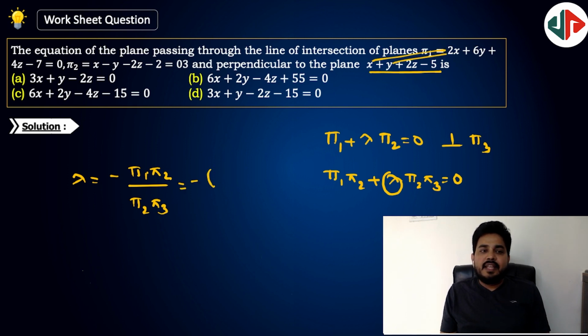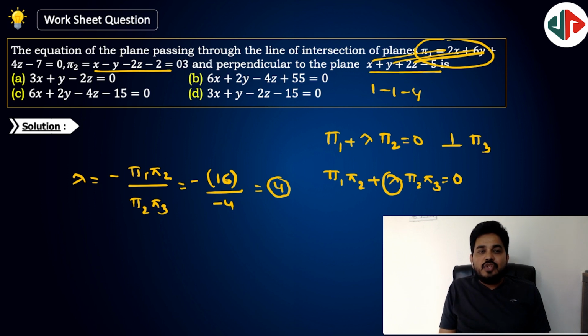So lambda is equal to minus the dot product of the normal of pi 1 with pi 3 over that of pi 2 with pi 3. We will be getting 2 plus 16 by 1 minus 1 minus 4, which is equal to minus 4, so lambda is equal to 4. So this one plus 4 times of this one is going to be our answer.